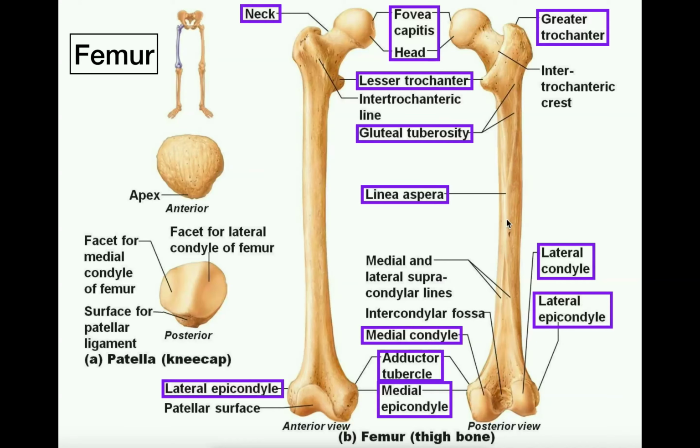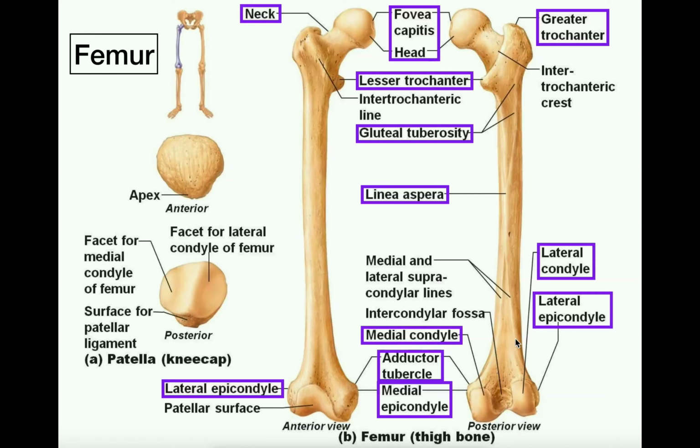That linea aspera is only palpable on the posterior side. You cannot feel it on the anterior side. So if you take your finger down the shaft of the bone and you feel the linea aspera, you have the posterior side of the femur. Okay? You have the posterior side of the femur. If you do not feel it, you have the anterior side. We'll come back to the linea aspera at the end of the video.